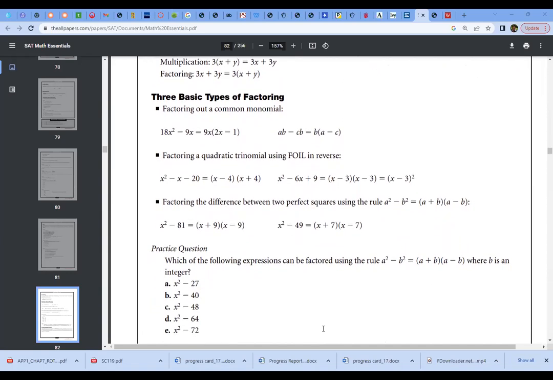So after knowing these techniques, we need to answer this question. Which of the following expressions can be factored using the rule a squared minus b squared equals (a plus b)(a minus b), where b is an integer? It should be perfect squares. So which expression is perfect squares?